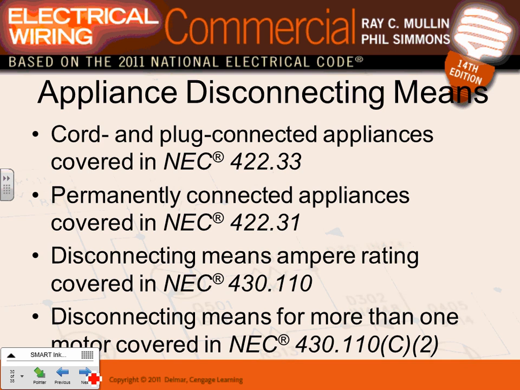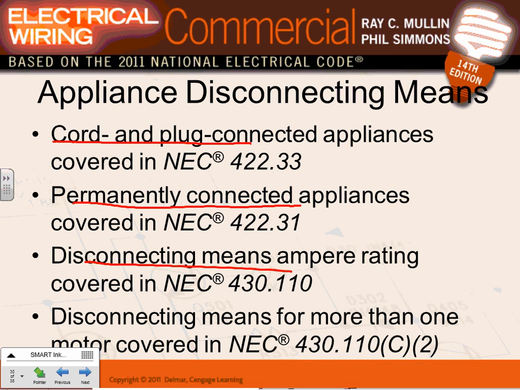Appliances disconnect. This is just a couple of sets of articles, guys, that say you have to have a disconnect for your appliances. I want to remind you guys, you can have a cord and plug for the appliances as the disconnect. For permanently connected appliances, you can have a disconnect in the wall. Disconnect means rating: you have to have an amp rating and a horsepower rating for your disconnect. It has to be within sight of the equipment. So these are just a bunch of articles that talk about the disconnect for equipment.